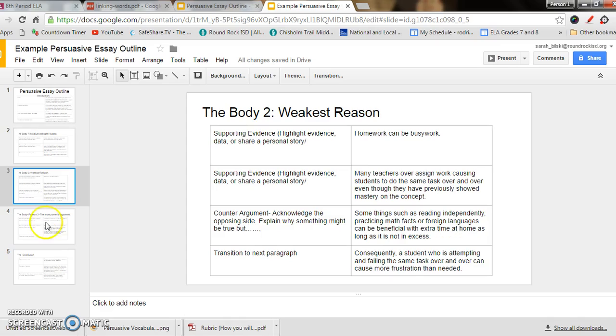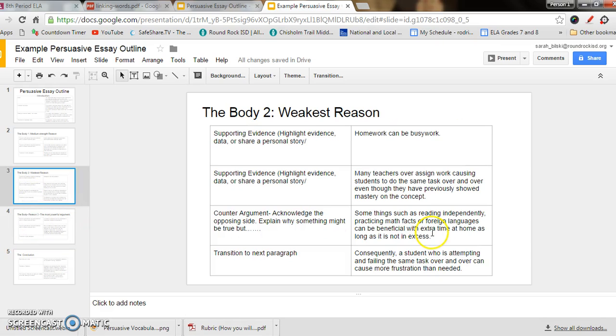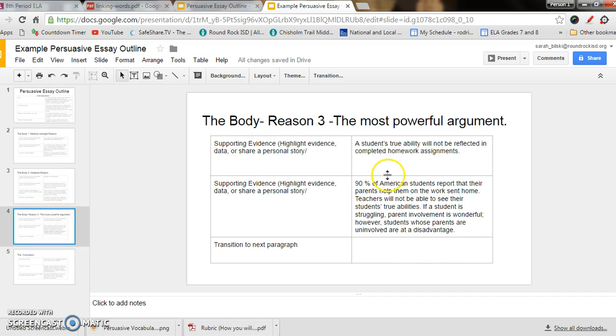This reason, homework can be busy work, and with this one, the student's true ability will not be reflected in completed homework assignments. My connection here is, consequently, a student who is attempting and failing the same task over and over can cause more frustration than needed. If a student is working alone at home and not understanding an assignment, it can be very frustrating. But if you have a parent at home to help you out, it can help you better understand the work. But not everybody has that opportunity.